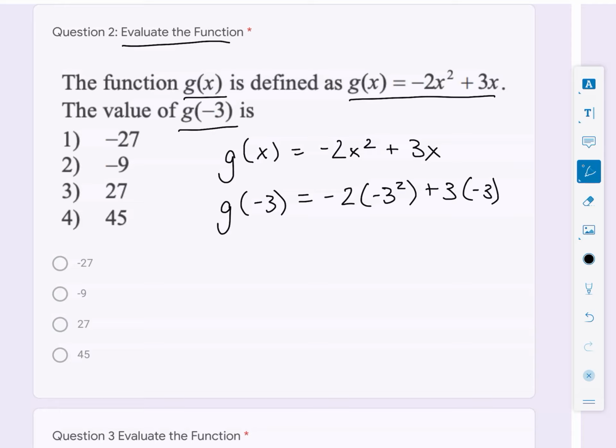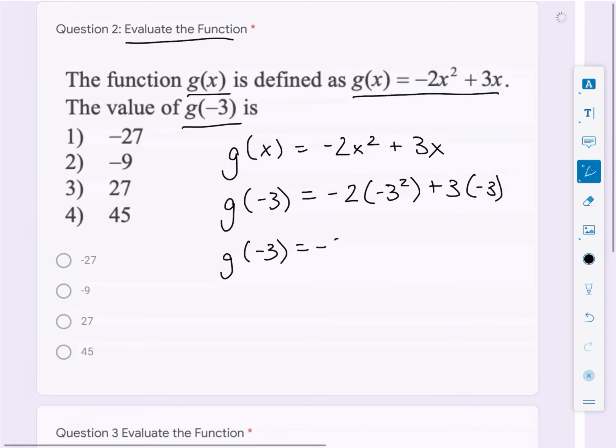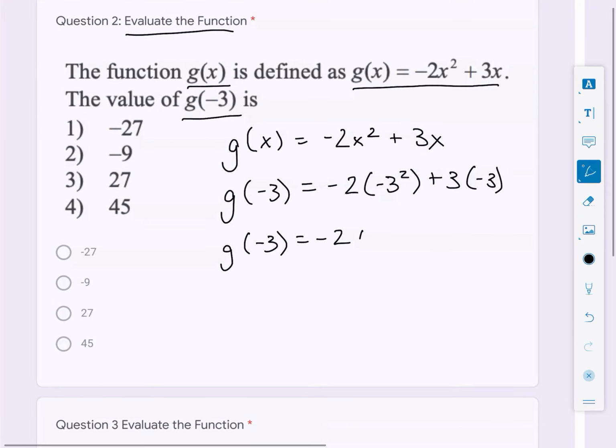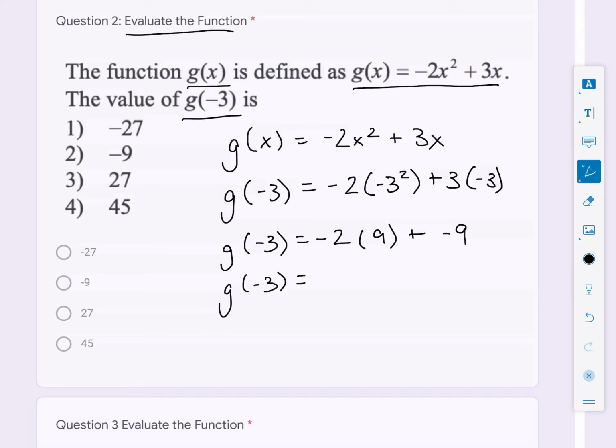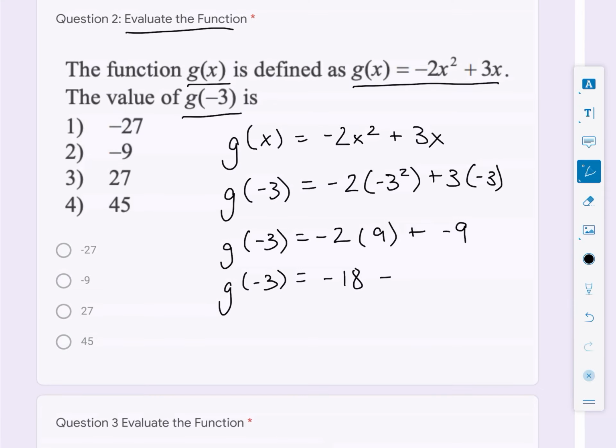And believe me when I say, you can type this into your calculator and you'll get the answer. No need to actually do it by hand, however I will. I'm given negative 2, and I'll do what's inside the parentheses first, raising the negative 3 to the second power to give me 9. And 3 times negative 3 is negative 9. Now perhaps I'll rewrite. Negative 2 times 9 is negative 18, plus negative 9 is the same as subtracting 9. And when I subtract negative 18 and negative 9, I get negative 27. Choice 1.